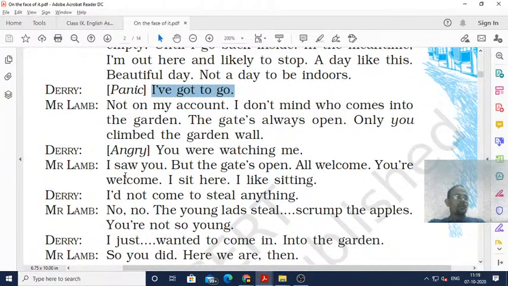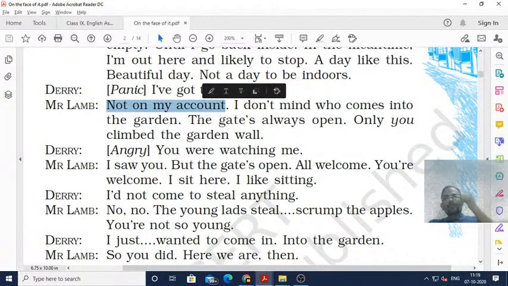Mr. Lamb says, not on my account. I don't mind who comes into the garden. The gate's always open. Only you climb the garden wall. So Mr. Lamb says, not on my account. Okay, I don't hold you back. Not on my account means I don't hold you back. You can go if you please, or if you like. I don't mind who comes here and who goes. The gate is always open for people, and moreover it is you who climb the garden wall.